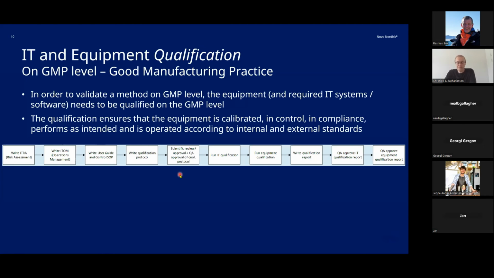Christian? Well, yeah. There's a question related to something you said in the beginning of the slide about when you change the method. How does that relate to issues like instrument drift?